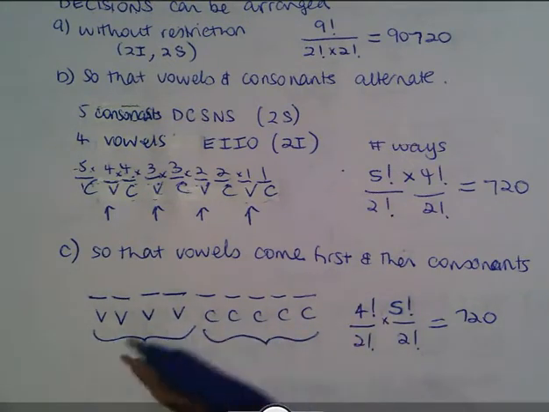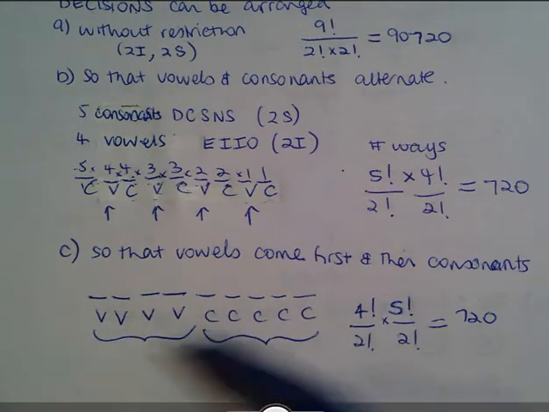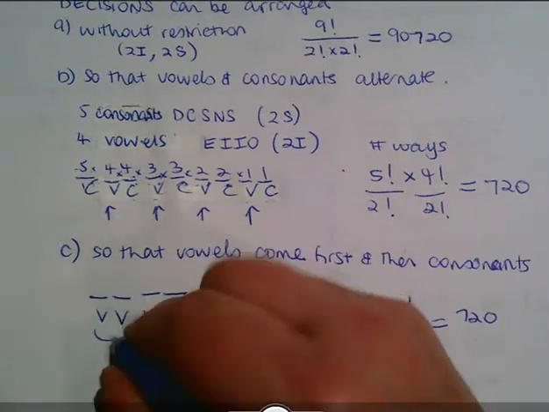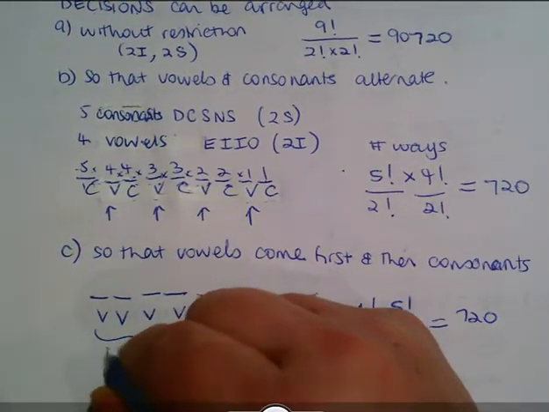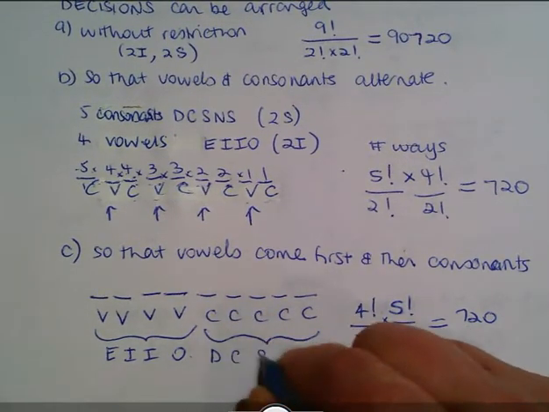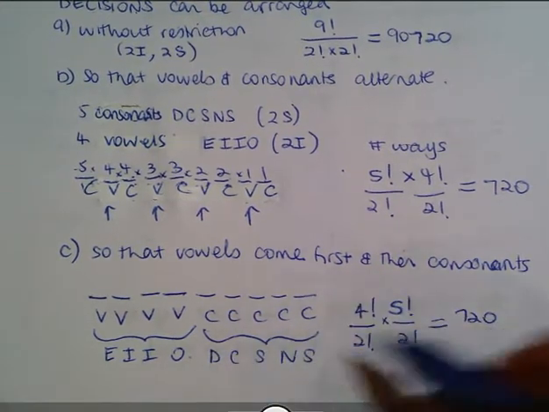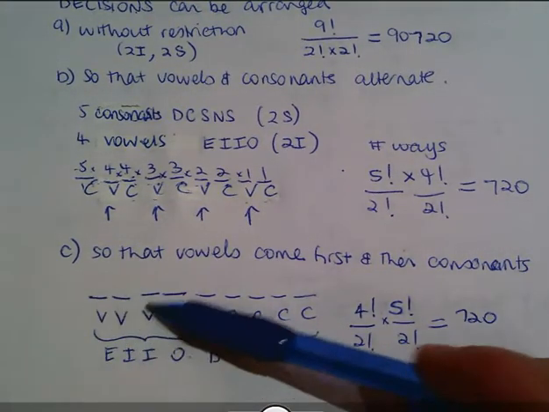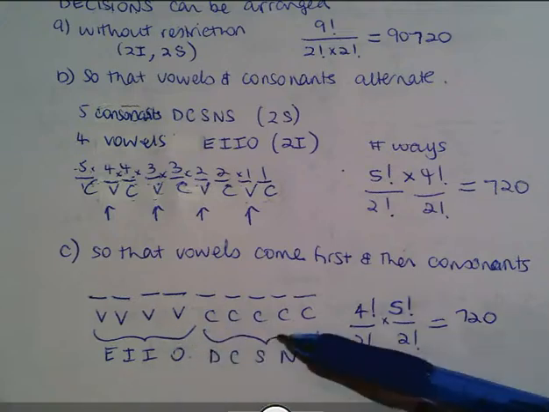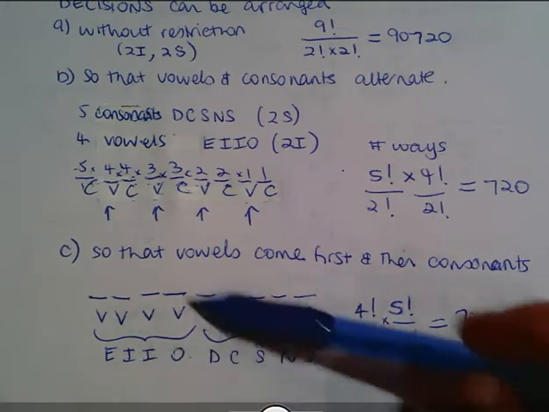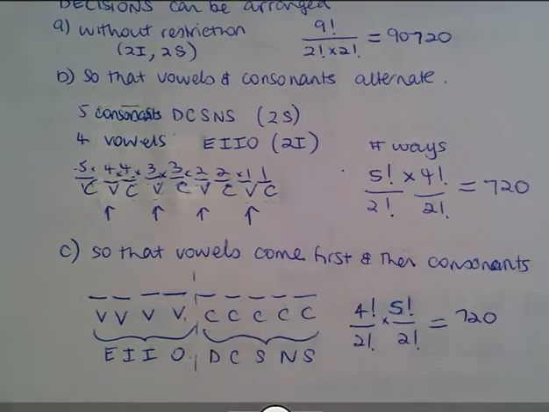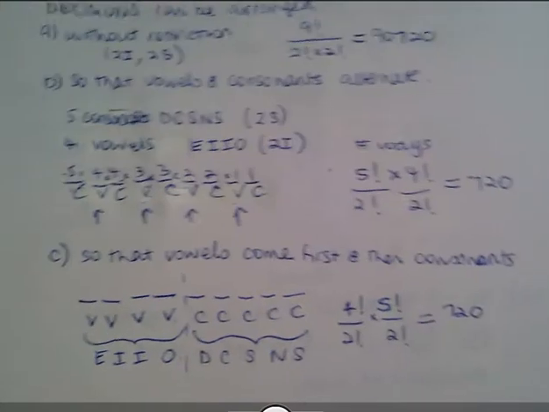Now, you do not do 9 factorial over 4 factorial times 5 factorial. You're not ordering identical things. These are not identical vowels. The vowels that you're ordering are E, I, O, but they have to be in that position. And the consonants are D, C, S, N, S. So you're ordering those. You're not ordering 4 identical vowels and 5 identical consonants. If you were, you'd be doing 9 factorial over 4 factorial times 5 factorial, but they're not identical. And these also have to stay in the first 4 positions. Otherwise you'd be mixing them all around if you did 9 factorial, okay?